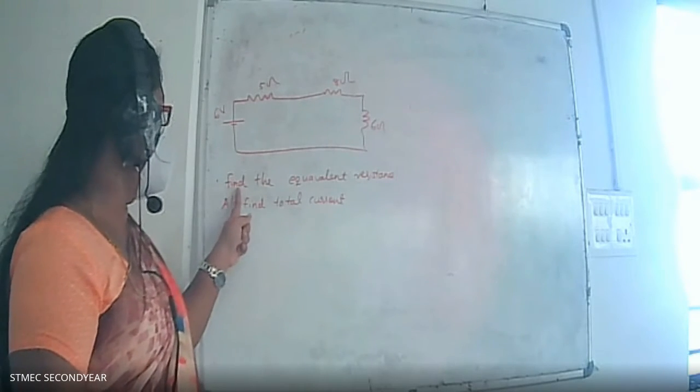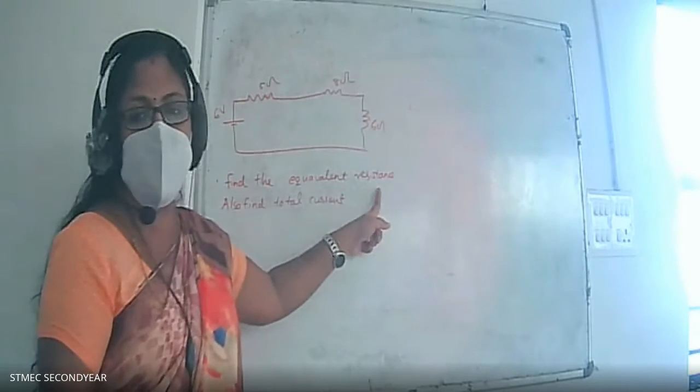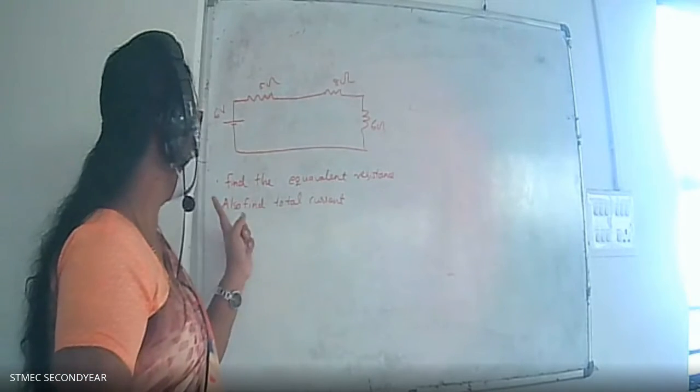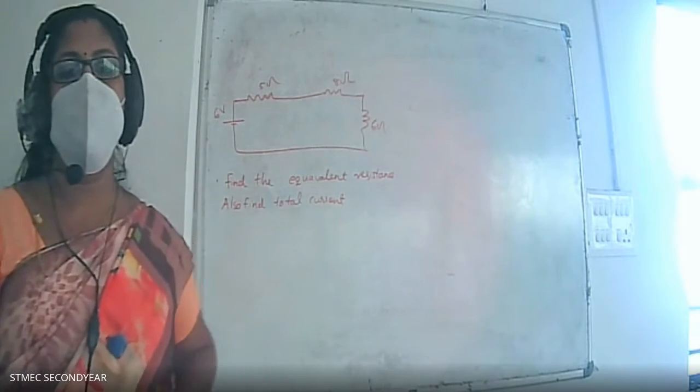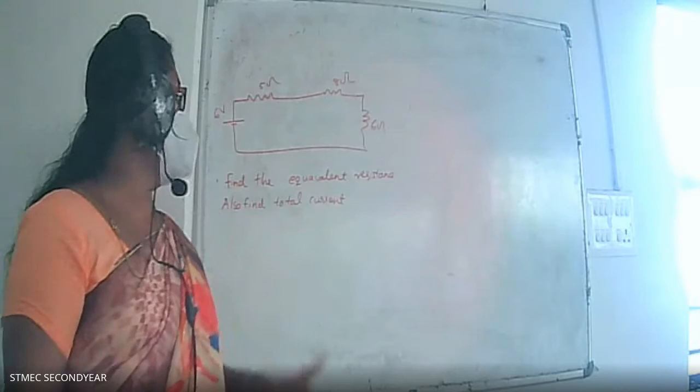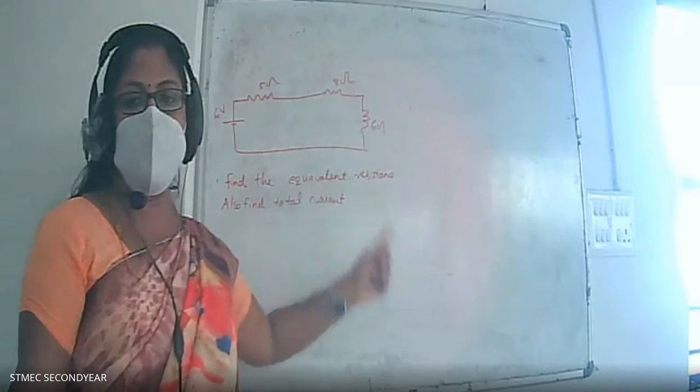And the question is, find the equivalent resistance. The next question is also, find the total current. You should do it, okay? What is the answer? First answer, equivalent resistance.